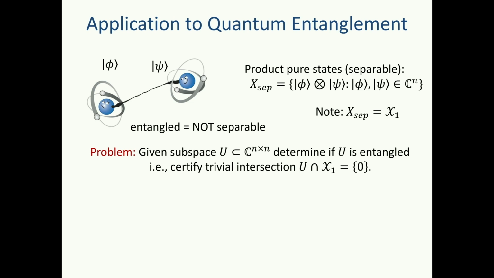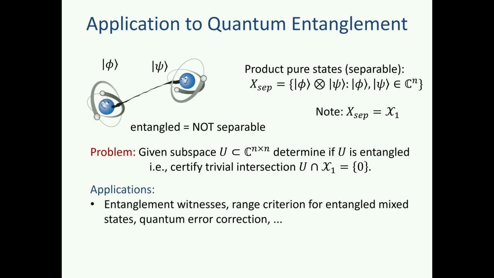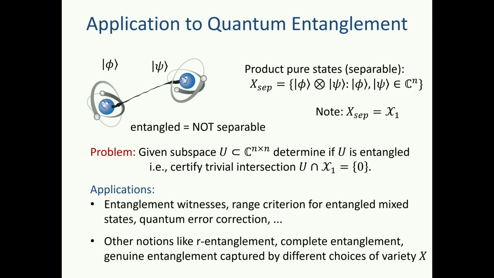So this is exactly the same question specialized to rank 1 matrices. And this has applications to entanglement witnesses, the range criterion for mixed states, error correction, and so on. There's a very closely related problem called quantum separability, which has a lot of other connections. There are also various other notions of entanglement that have been studied, particularly for multipartite systems, like genuine entanglement, complete entanglement, and so on. They're just captured by different choices of the variety. Instead of looking at rank 1 matrices, you can look at some other variety, and many of these things just apply.